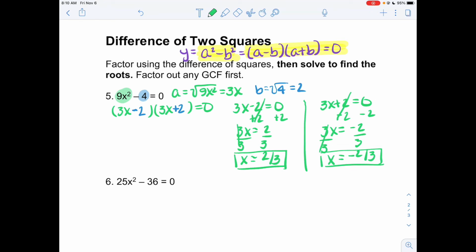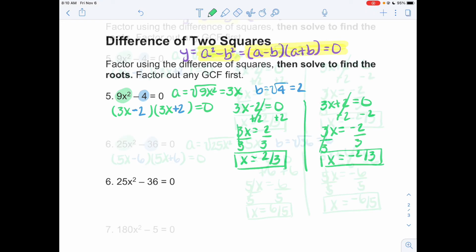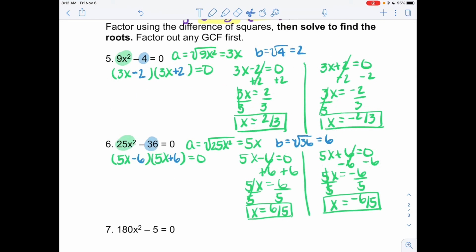Go ahead and pause the video here and see if you can do number 6 on your own. Come back when you're done to see how. Let's see how you did.